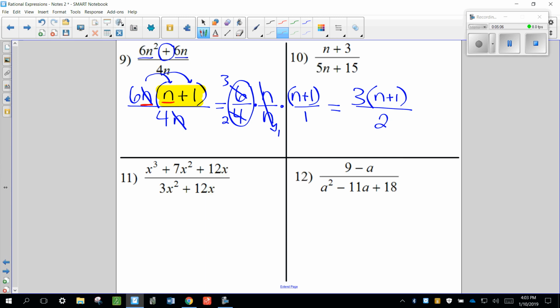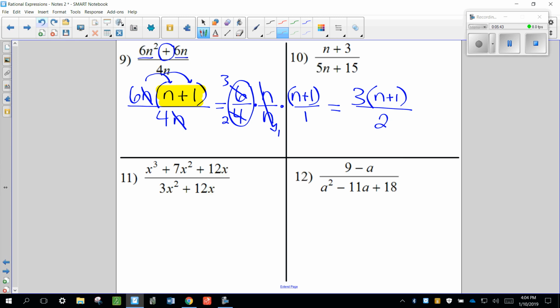6 is a factor, n is a factor, and n plus 1 is a factor. So you can't just look at this particular n. You have to look at it as a whole unit, n plus 1. So the only way we could get rid of that or divide it out is if we had an n plus 1 down here. But we don't, so we can't get rid of that entire term. But we do have an entire n term in the numerator and an n term in the denominator, so we can factor those out. All right, let's look at, or divide those out.